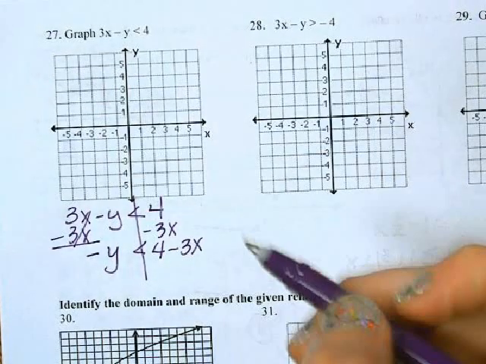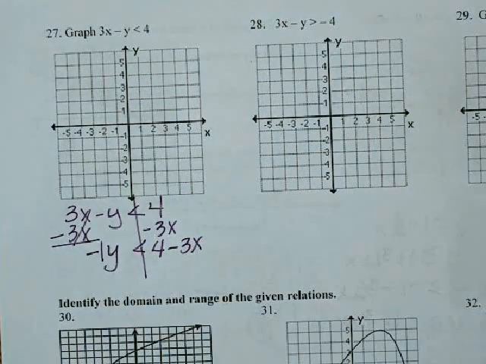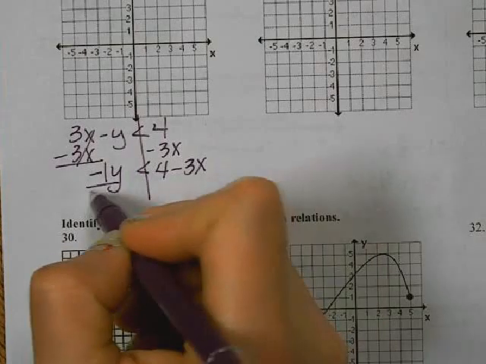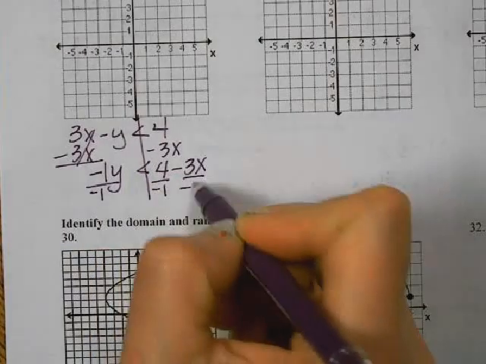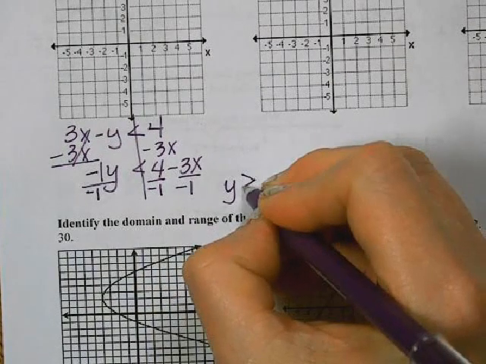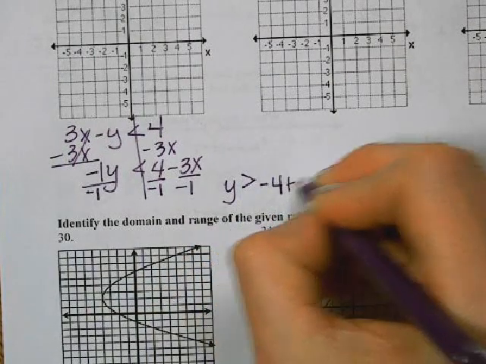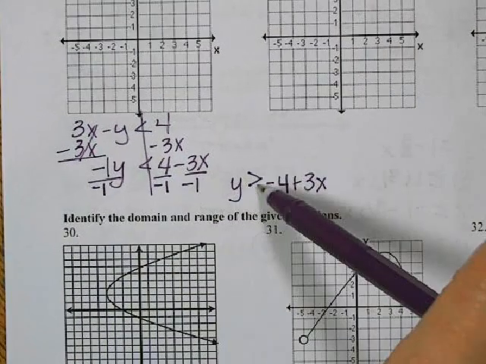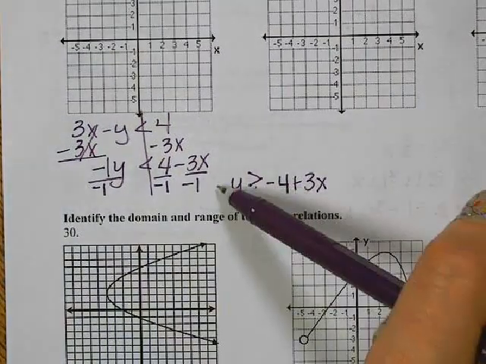What's hiding behind or in front of the y here? A 1. So I have to divide by negative 1 on all three parts. So this is y is greater than negative 4 plus 3x. It turns into a greater than because I divided by a negative.